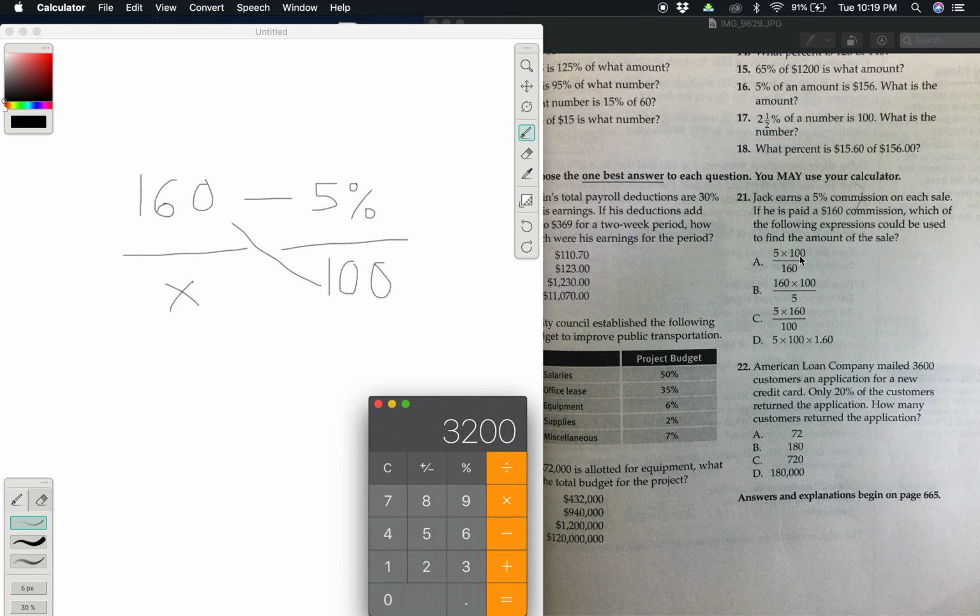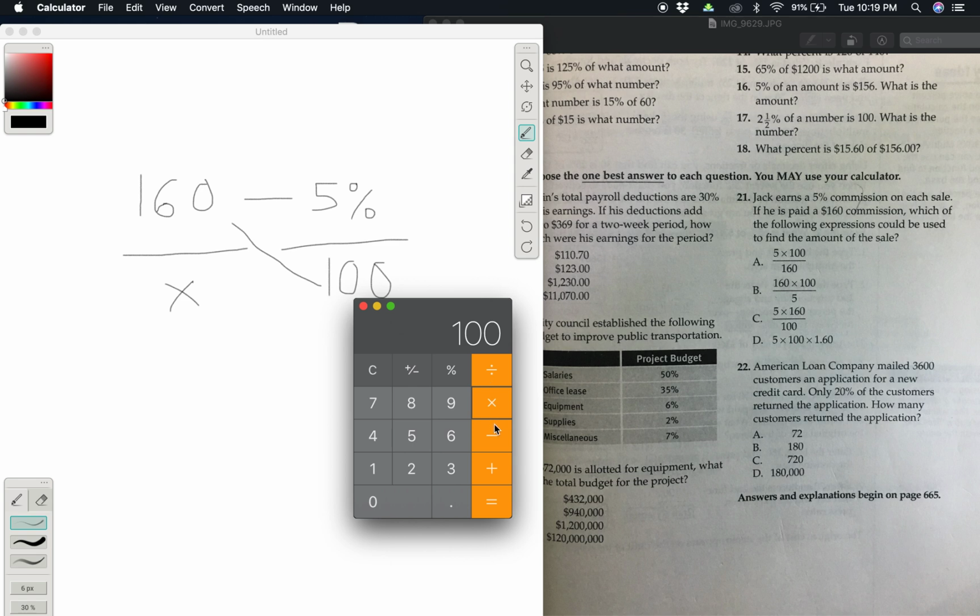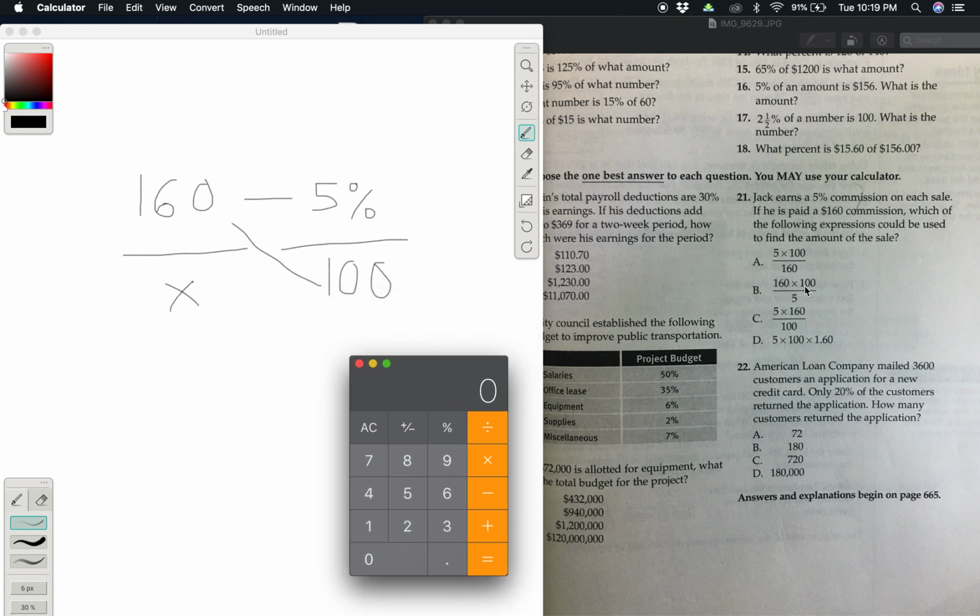Because we know 3,200 is our answer. If we were to set it up like this, 5 times 100 divided by 160, and we don't get 3,200, then it's incorrect. It gives 3.125, see? So it has to be set up like this.